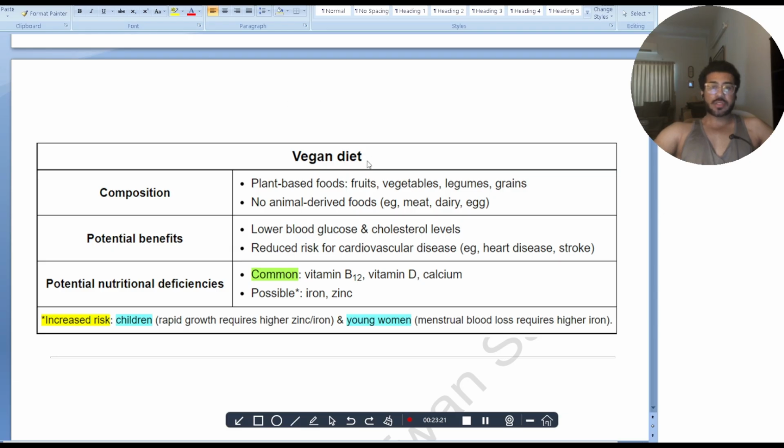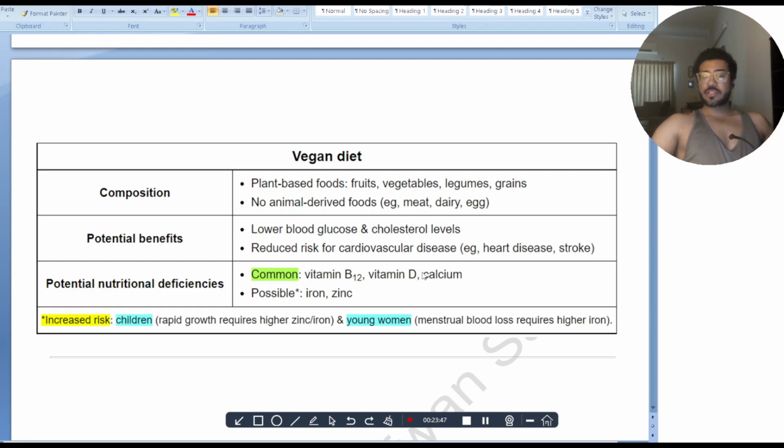So we're going to start the vegan diet now. The most important thing you need to know about the vegan diet is what deficiencies you can expect in a person who's a vegetarian. So basically the most common ones are vitamin D, calcium, and vitamin B12. Vitamin D is a fat soluble vitamin. It is usually found in animal fats such as fish oils.